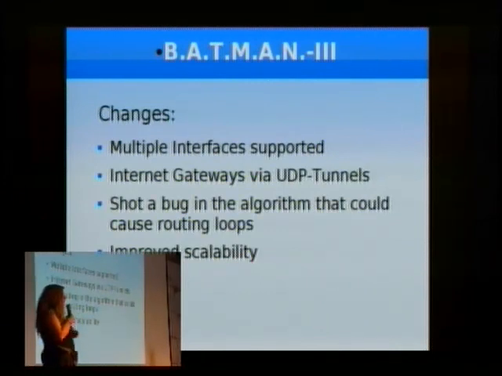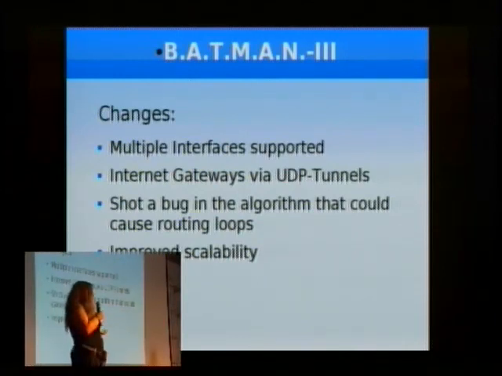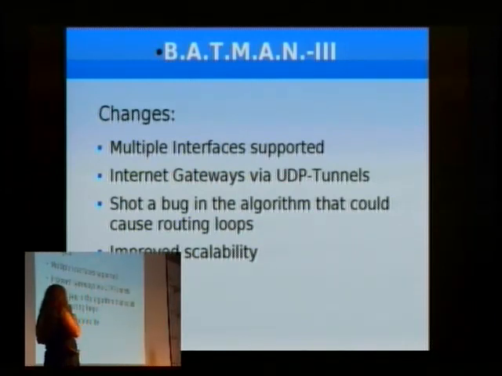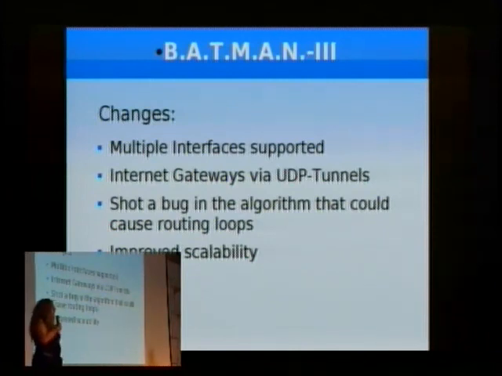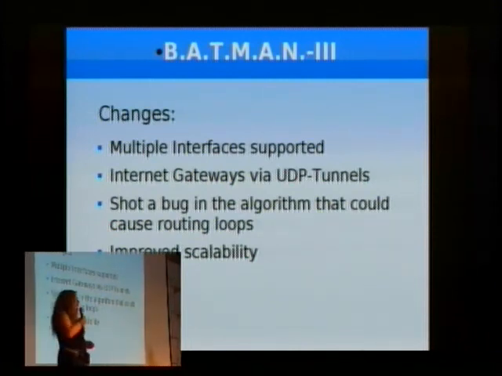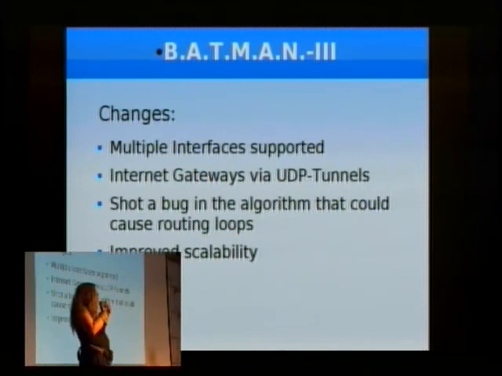So I'm almost at the end of my part of the presentation. There is an ongoing evolution. The basic principle is set since version 1, and we made some improvements. One big improvement was that we had a bug in the algorithm, but it would be too hard to explain at the moment. I think it's not the right point here in the presentation. But now in the implementation, we have multiple interface support. We are connecting to internet gateways via UDP tunnels.